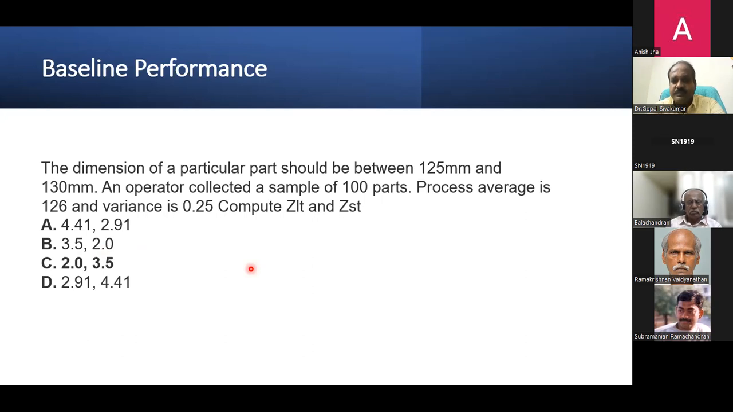Variance means standard deviation is the square root of variance, square root of 0.25. Instead of giving standard deviation, variance is given. You have to derive the standard deviation from it and then go to the same sigma level calculator. Substitute the USL, LSL. Now substitute the average and standard deviation, not the variance. DPMO version 5.